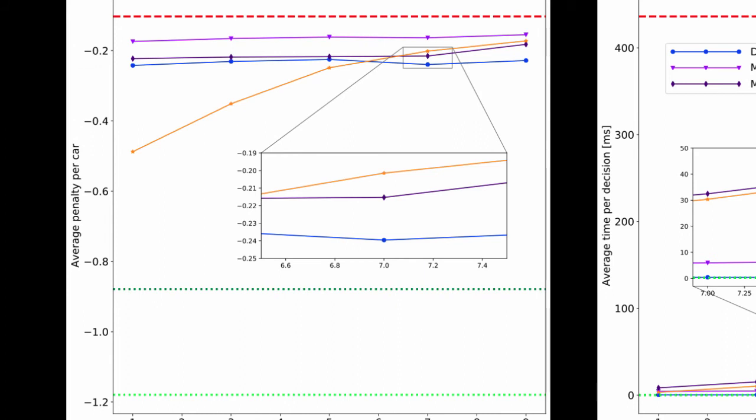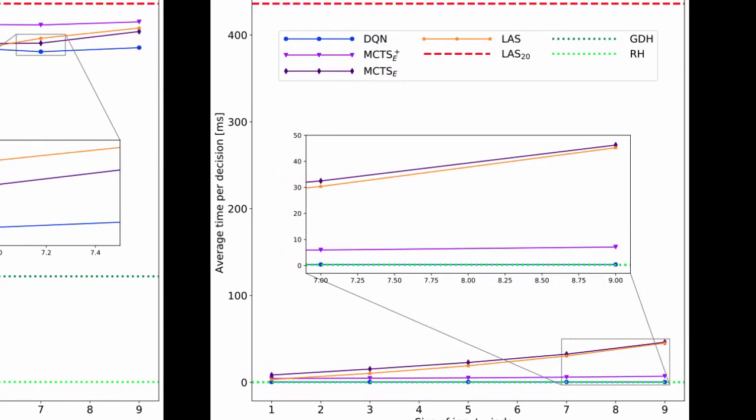The performance of all of our approaches is quite close to the upper border, which was computed with look-ahead search 20. All of the heuristics are outperformed by far. The runtime at first depicts a surprise, as the Monte Carlo tree search Expert has a slightly worse runtime than the look-ahead search.